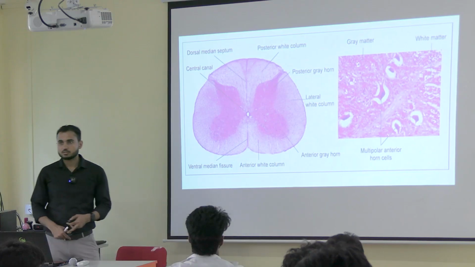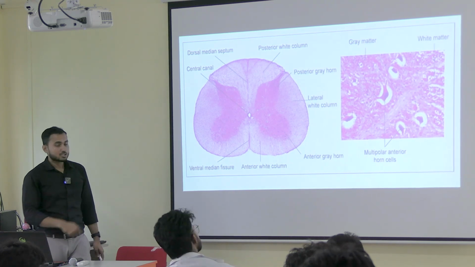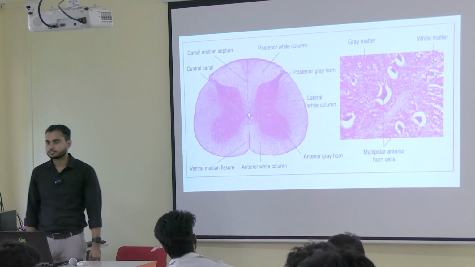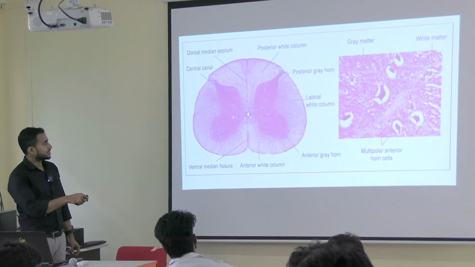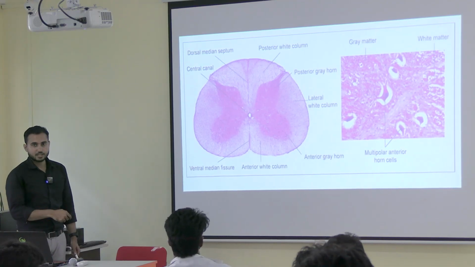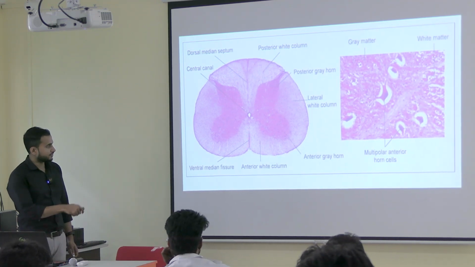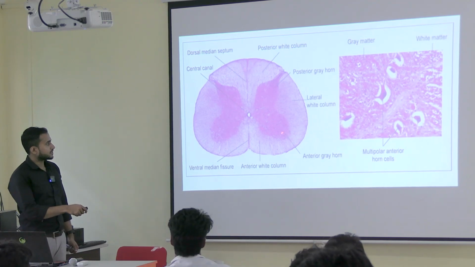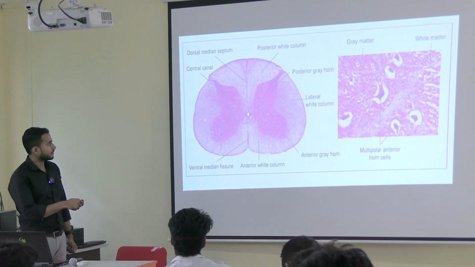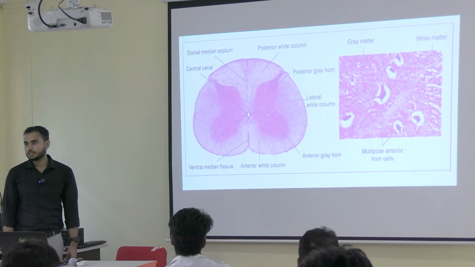Previously it was the schematic diagram. Now this is the original histological image of the spinal cord, under low magnification and under high magnification. What can you see in low magnification? This is the central gray matter. Here is the anterior aspect, so this is the fissure, this is the sulcus, this is the anterior gray horn, and this is the posterior gray horn. This is the white matter. In the center you can see the central canal, and the central canal is lined by ependymal cells.